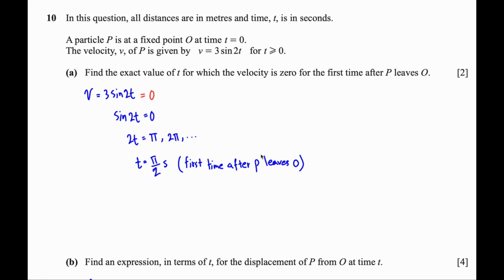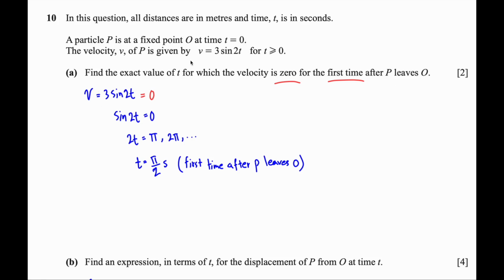Question number 10. So we have a particle called P, and it is at a fixed point O at time 0. The velocity function for this particle is given as 3 sine 2t, where t is greater than or equal to 0. I have to find the exact value of t for which the velocity is 0 for the first time after P leaves O.